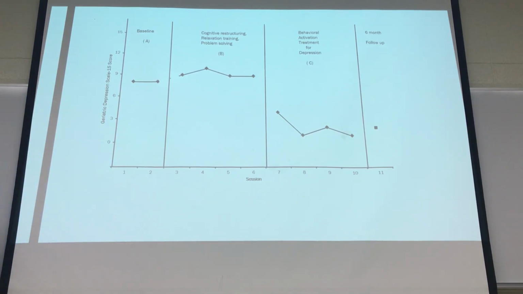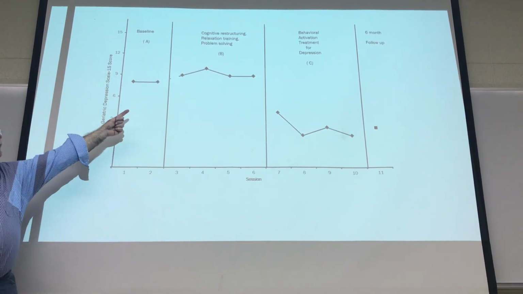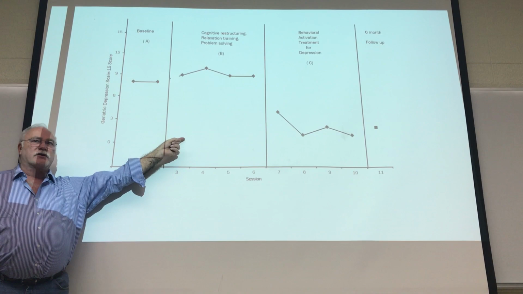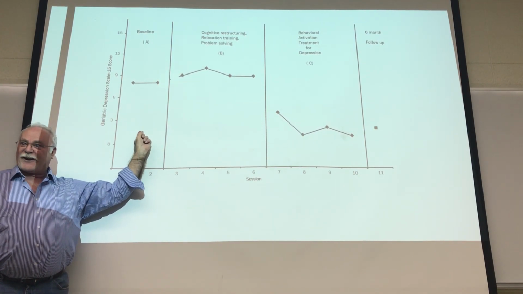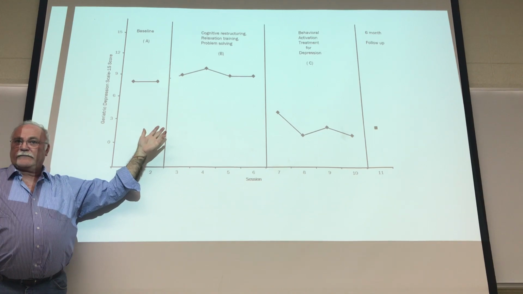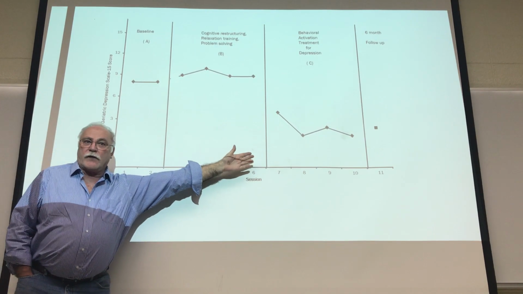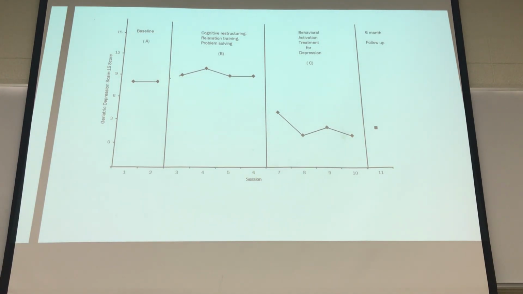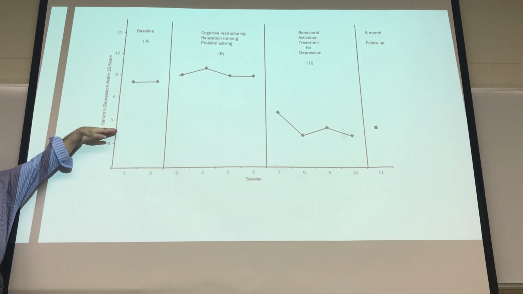This is called cognitive restructuring, relaxation, and problem solving. And if you look at those data, compare baseline to intervention, the B phase, what would you conclude when you make this comparison? Not working. It ain't working, is it? It ain't working. So then we manipulated another independent variable, the C phase. This is called behavioral activation treatment. Now compare B to C. What would you say? It works. Behavioral activation significantly reduced his depression.